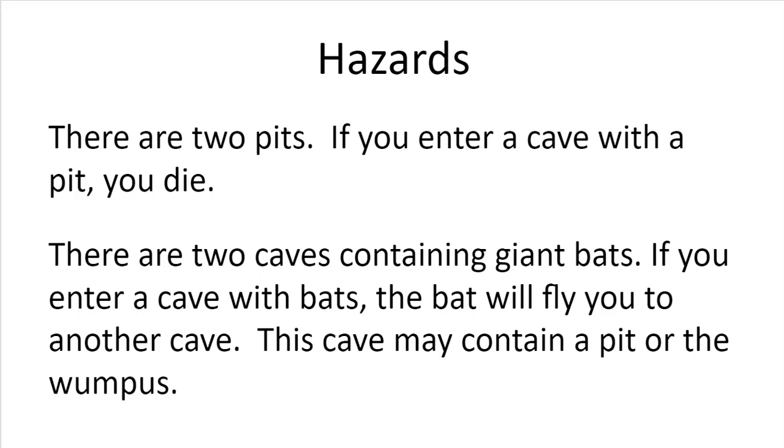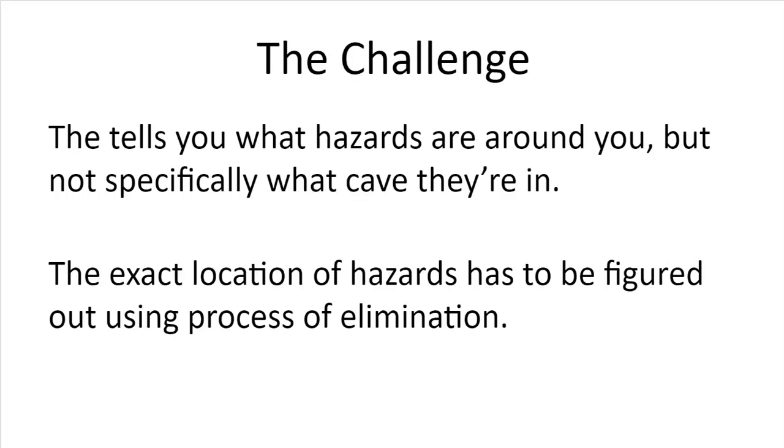Well, how do you do that? Okay. So the game will tell you what's around you, but not specifically what cave it's in. So if you're next to bats, it will tell you that you hear bats nearby. It will not tell you you hear bats in cave 5. That would be too specific, right? So it'll say you hear bats nearby. That means there could be bats in one of the caves next to you, or there could be bats in both of the caves next to you, because remember, there are 2 bats.